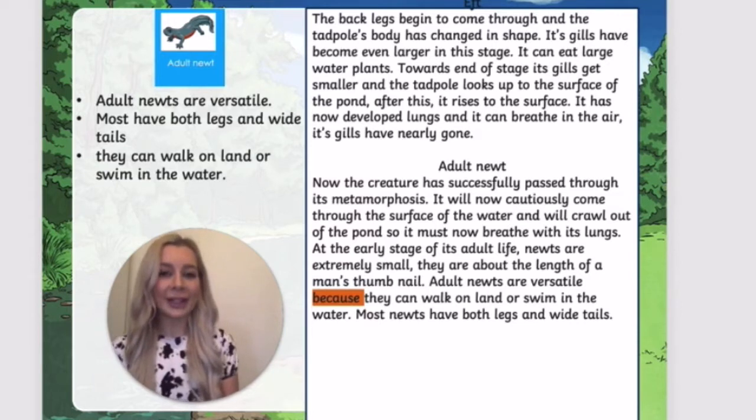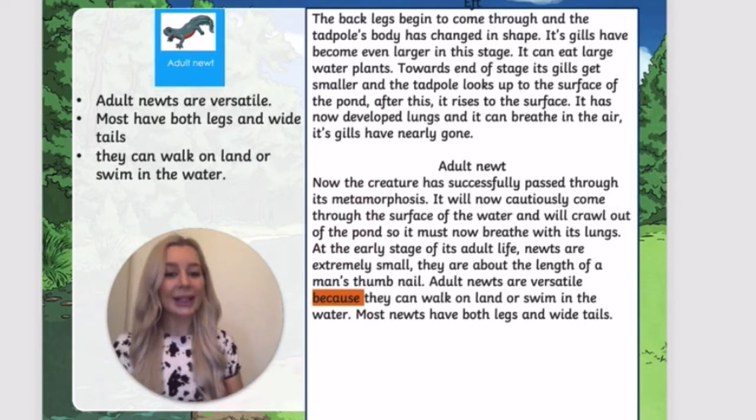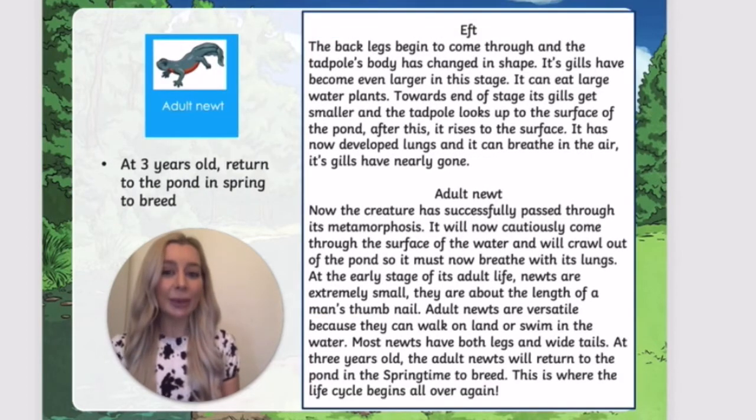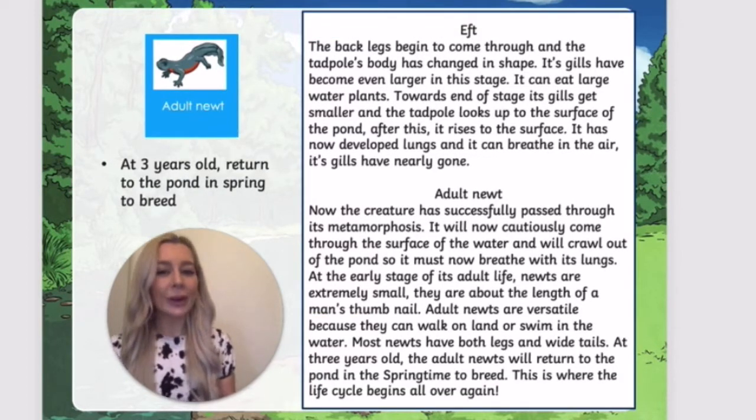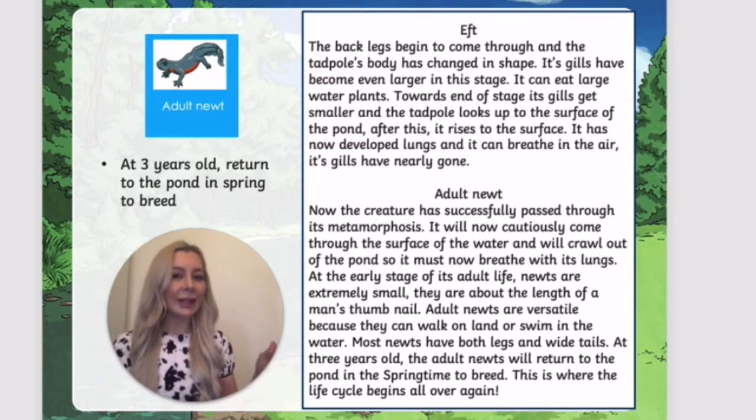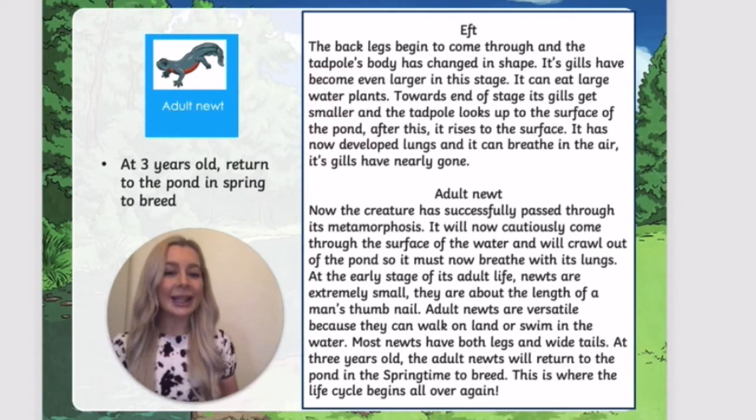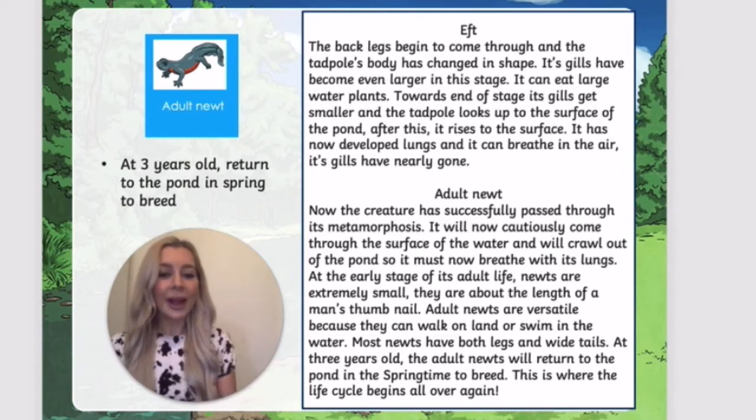And then I've continued, most newts have both legs and wide tails. My last bullet point. At 3 years old, return to the pond in spring to breed. Now again, not a full sentence and it needs a little bit of work. I've put, at 3 years old, the adult newts will return to the pond in the springtime to breed.